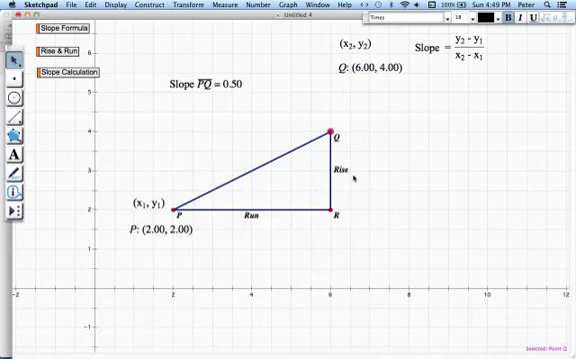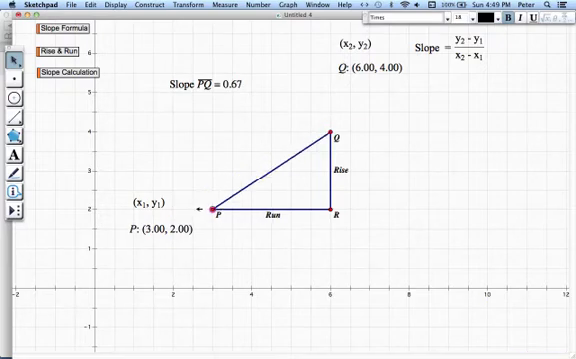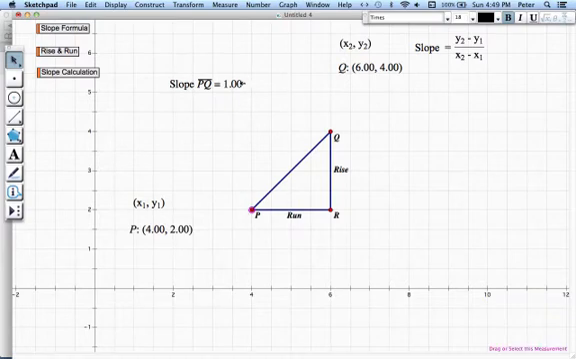Now, my change in the vertical is going from 2 to 4, or 2 places, while my horizontal has not changed. So I have a smaller slope. If I change the horizontal and make it steeper again, you'll see that I can return the slope to its original value of 1 because the change in y is 2 and the change in x is 2.